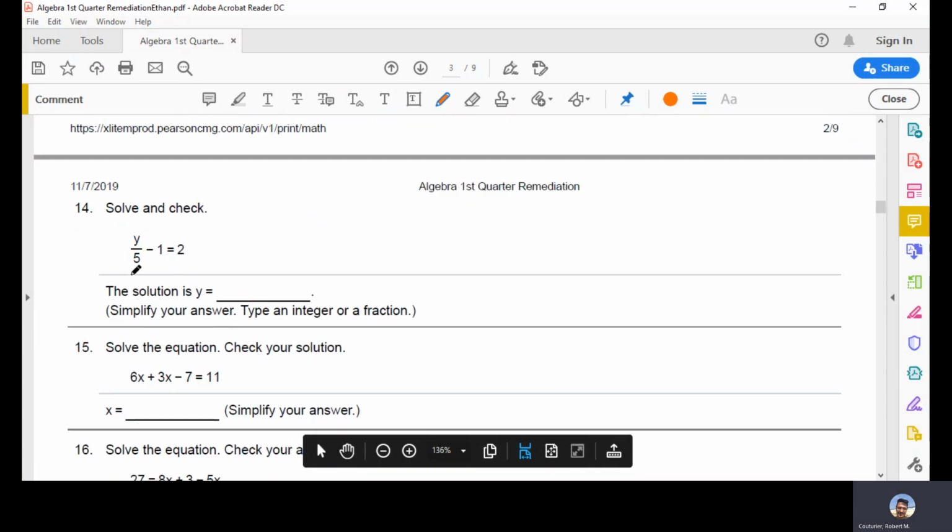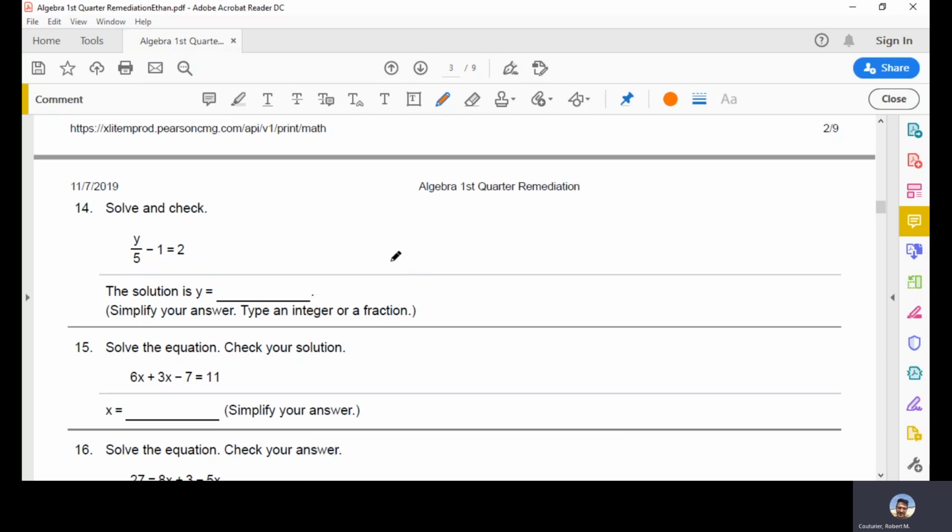Here's one that's a little interesting. Take a look. We have a fraction here. I'm going to give you a separate one over here. So as we look at this, we need to do what? Move the 1. So you add 1 to both sides. Remember, it is just like that scale. So now you have a 5. Y over 5 equals 3.